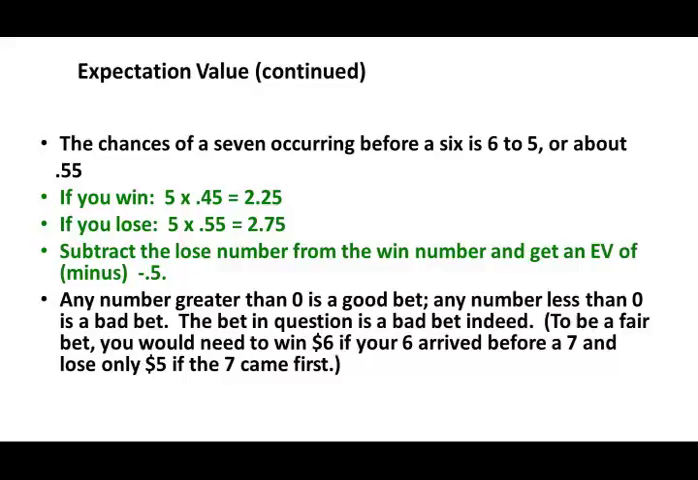What this means is that for the house in Vegas who's running the craps tables, they know that they're going to make basically 5%. They will be ahead of you in this because their odds of winning are 55%. And when they do, their expected value is actually going to be plus 5. Okay.